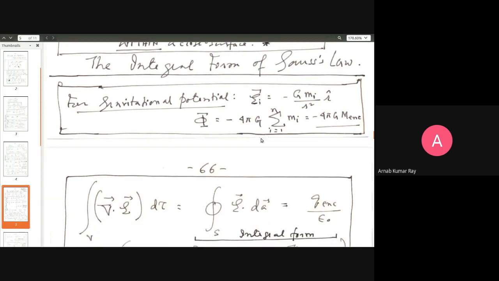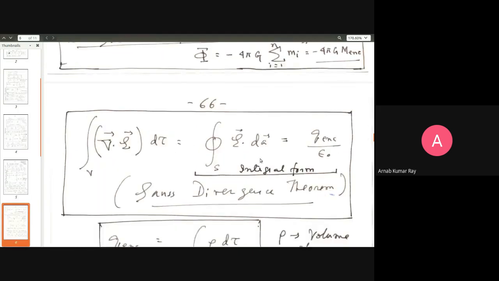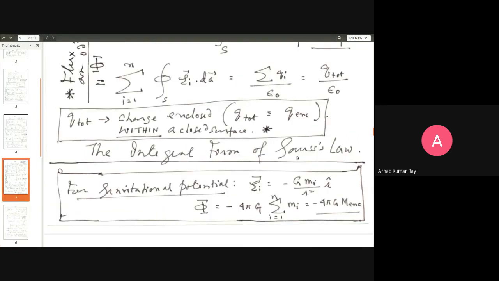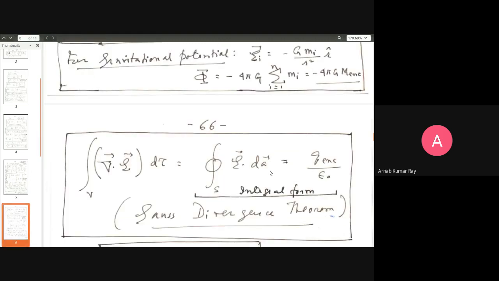Now comes something important. We have studied Gauss's law of electrostatics. You may ignore this gravitational potential part. It's not really needed from the point of view of our syllabus. This is what you have: the integral form of Gauss's law of electrostatics. The closed surface integral of E dot dA is equal to charge enclosed divided by epsilon naught. That is the integral form.